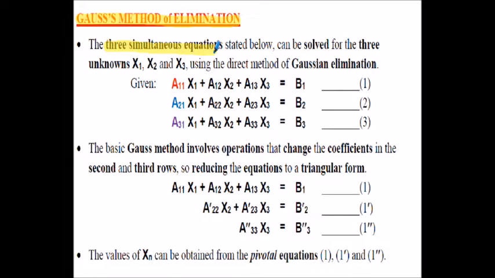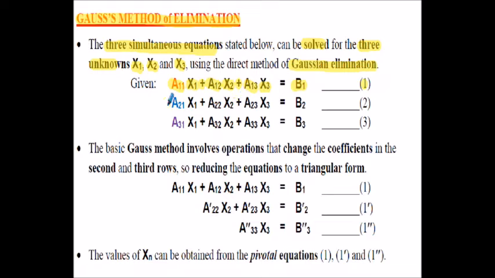The three simultaneous equations shown below can be solved for the three unknowns stated as x1, x2 and x3 using the Gaussian elimination method. So in the first equation we have a11 multiplied by x1 plus a12 multiplied by x2 plus a13 multiplied by x3, and that's equal to b1. I've called that equation 1. The a's are called the coefficients, they're the numbers, and the x are the unknown variables.